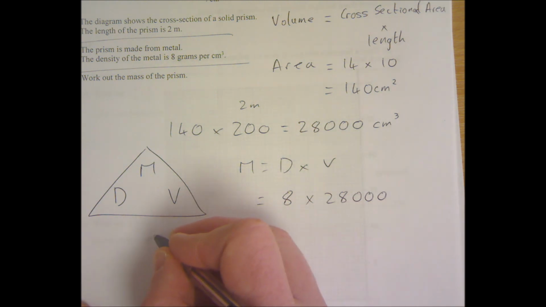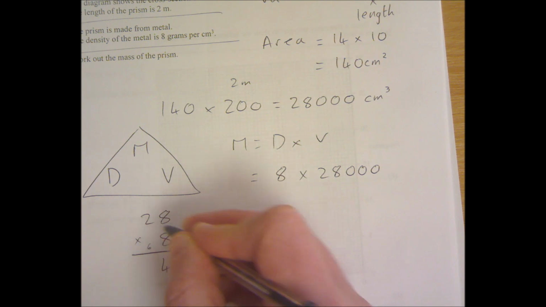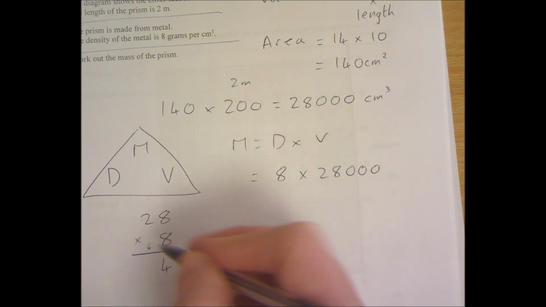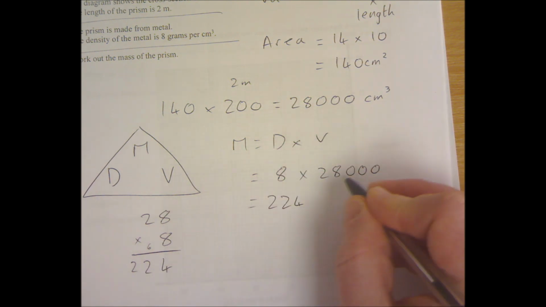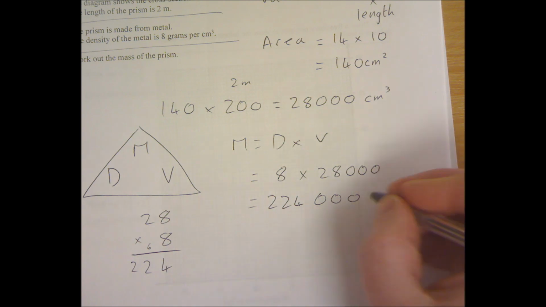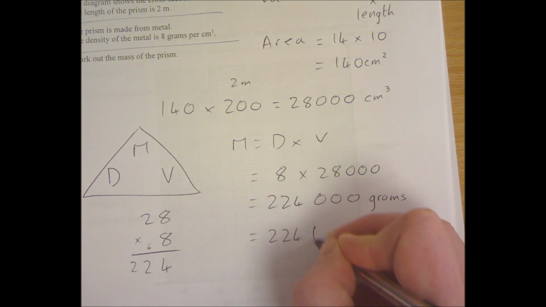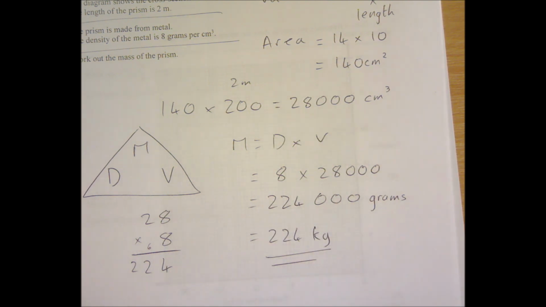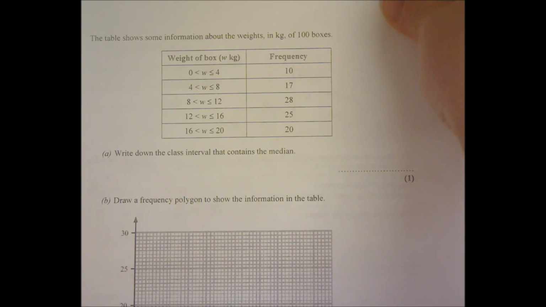So 8 times 28, if I'm not sure, again, I'm just going to do my multiplication. So 8 times 8 is 64, so 4 carry the 6. 2 times 8 is 16, add 6 is 22. So we've got 224, and then timesing that by 1,000. So that's how many grams the prism weighs. It might be more sensible to write that as 224 kilograms. And that would be our final answer there.